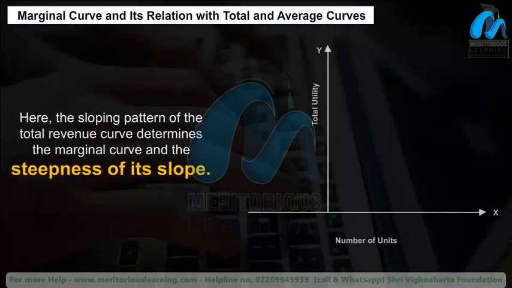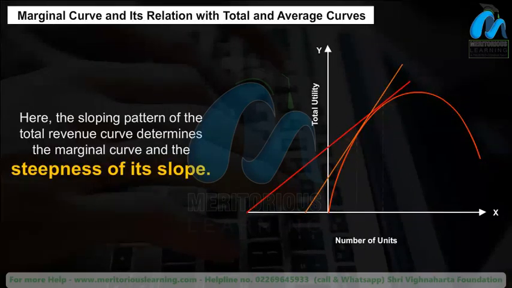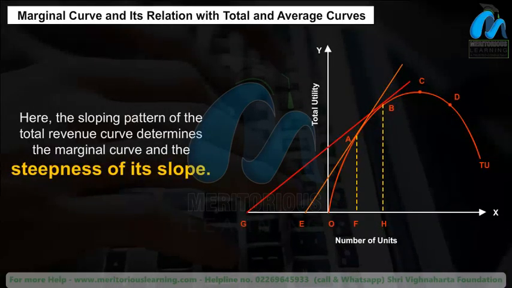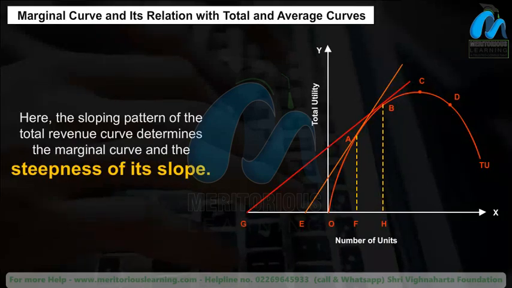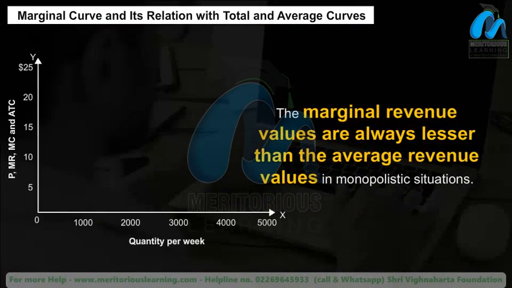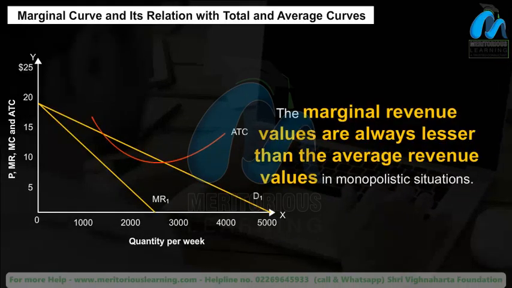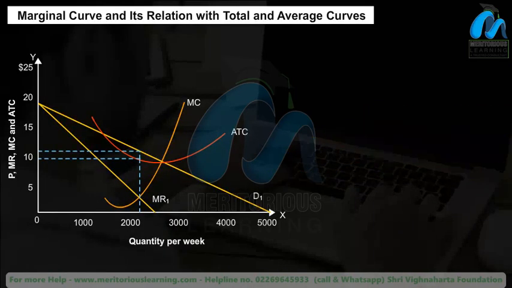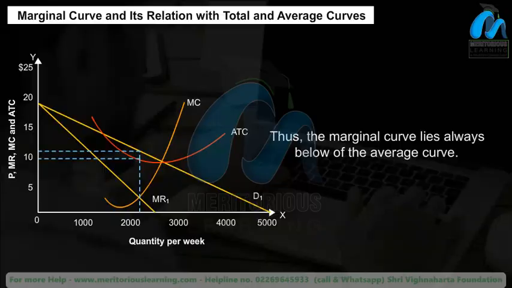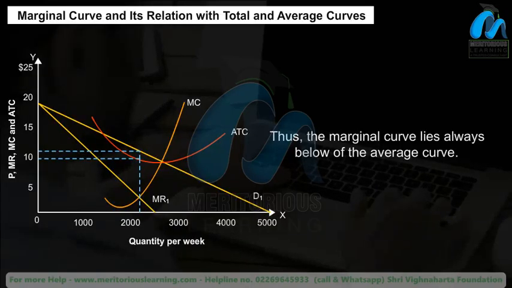Here, the sloping pattern of the total revenue curve determines the marginal curve and the steepness of its slope. The marginal revenue values are always lesser than the average revenue values in monopolistic situations. Thus, the marginal curve always lies below the average curve.